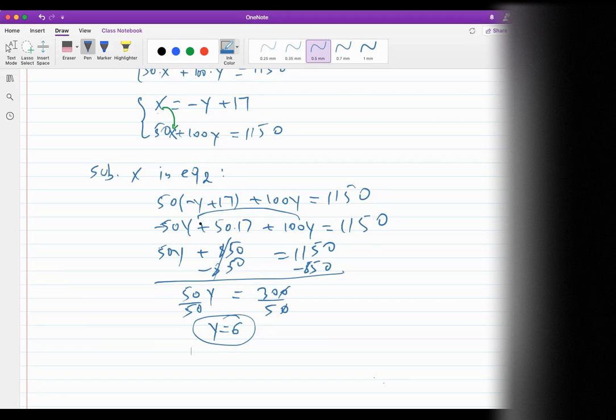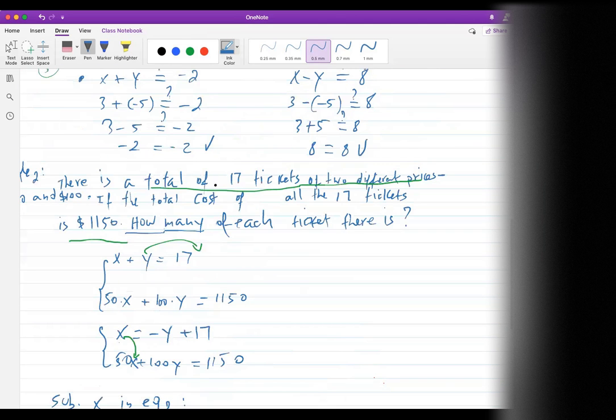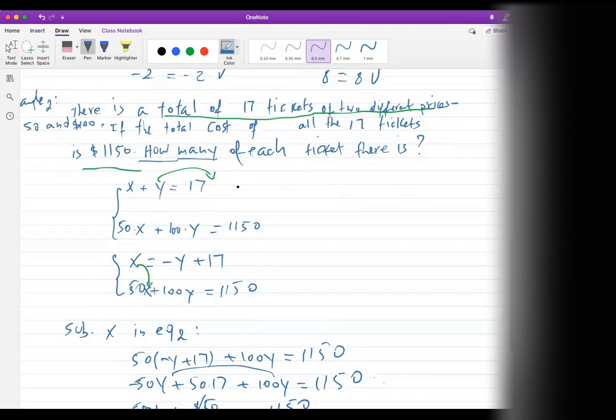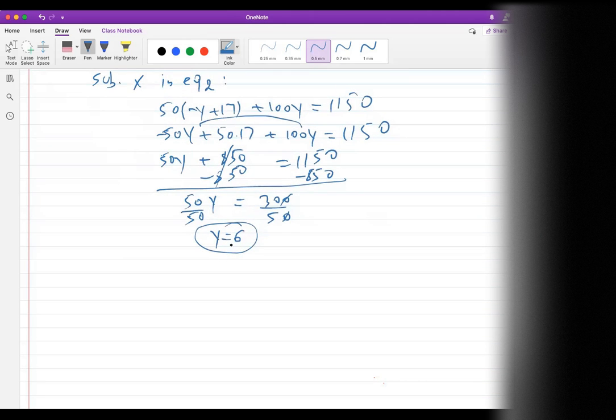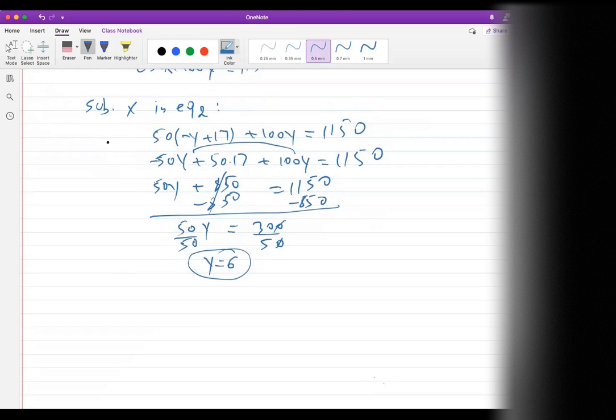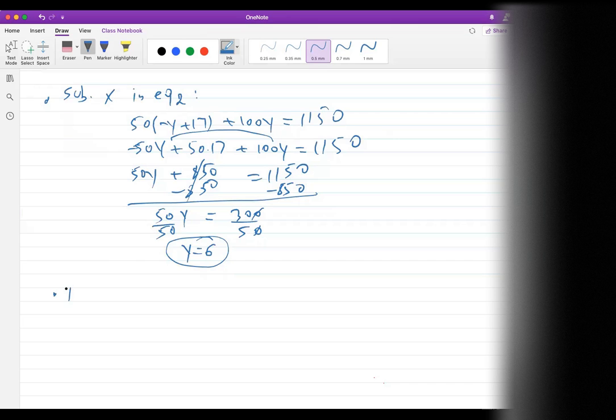Okay, so how many tickets are left? Again, according to the problem, the total number of the tickets is 17. If we have 6 of one type, what's the other type? How many of the other type do we have? Or how do you find x? I'm going to plug y into one of the equations.